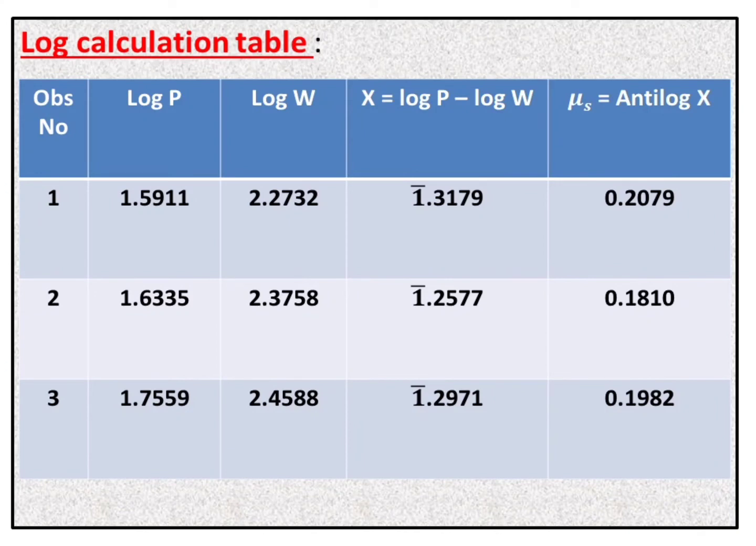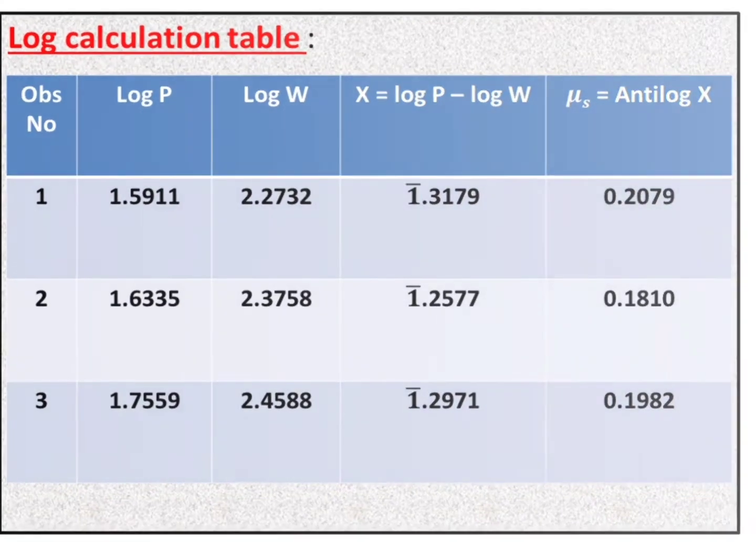Now for the third observation, log P is 1.7559, log W is 2.4588. So 1.7559 minus 2.4588 is equal to bar 1.2971. So anti-log of bar 1.2971 is equal to 0.1982.